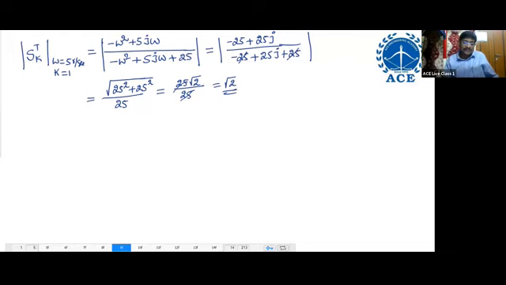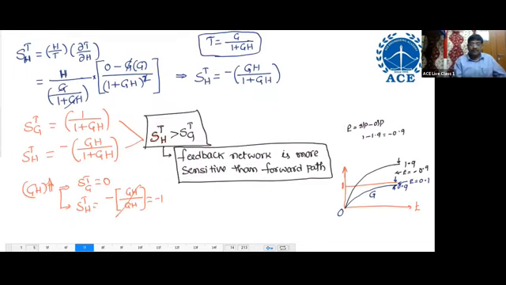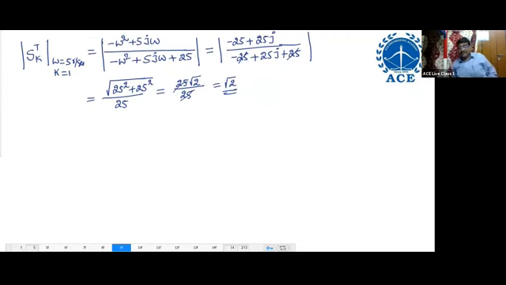Yes, correct. Root 2, correct. Some students sent the correct answer. Okay. Right. Next.